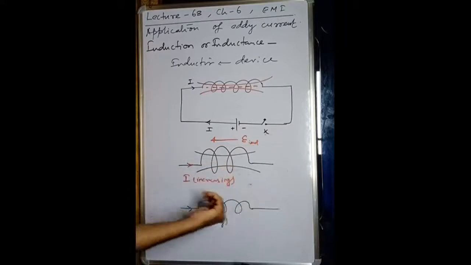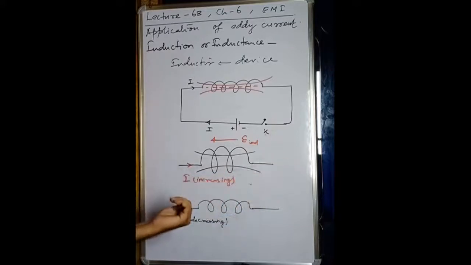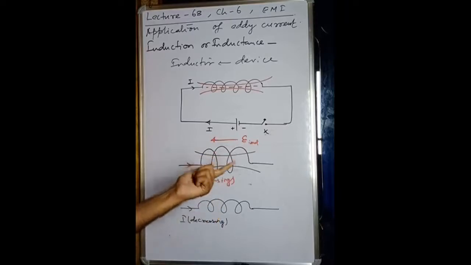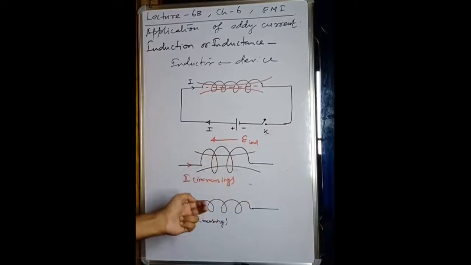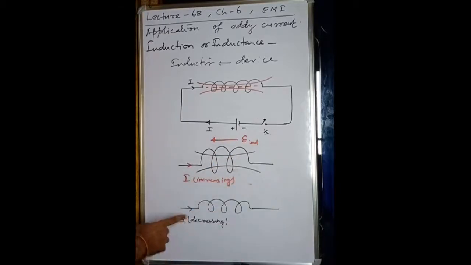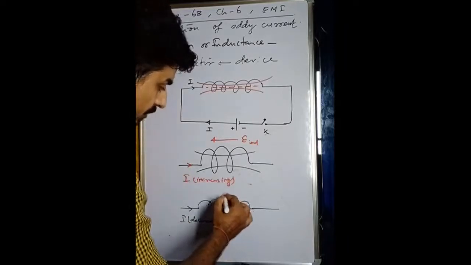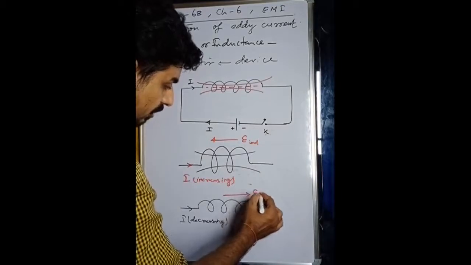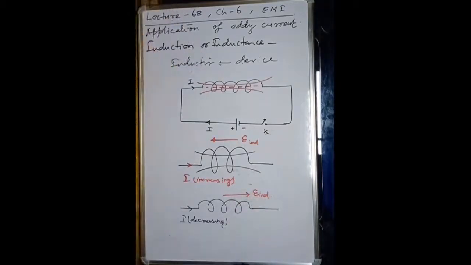If the current is moving in this direction, that is, the current is decreasing, then the EMF will not accept this decrease in current and will be induced by changing flux. So the EMF will be induced in this direction. If the current is decreasing in this direction, then the EMF will be induced in this direction to oppose. So here the EMF will be induced in this direction, and here the back EMF will be in this direction.